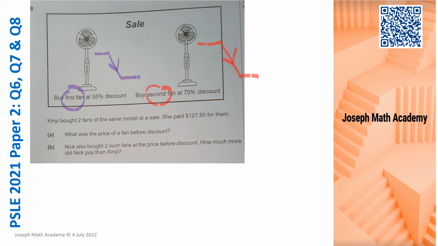So let's plug in the discount. Now, the second fan offers 70% discount. So the original is 100%. After 70% discount, it should be 30% here, the discounted price. Let's do the same thing for the first fan. The original is 100%, offered 55%, and that gives us 45% after discount.